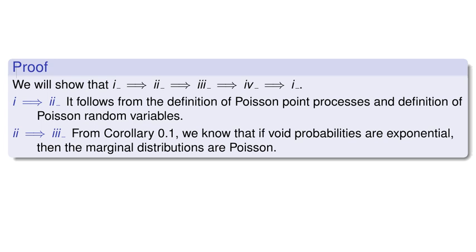Let's outline the proof of these equivalences. We will show the implications in a cycle: 1 implies 2, 2 implies 3, 3 implies 4, and finally 4 implies 1. First, 1 implies 2. This follows directly from the definition of a Poisson point process, which includes Poisson marginals, and the definition of a Poisson random variable with the count set to 0. Second, 2 implies 3. We use our earlier corollary. We know from it that if the void probabilities are exponential, then the marginal distributions are Poisson.